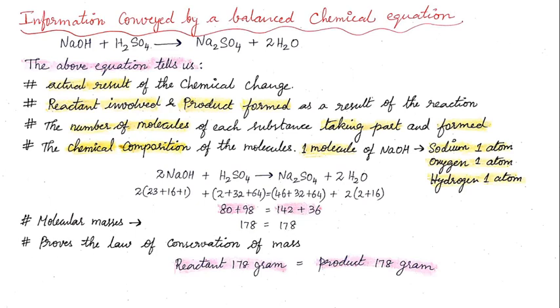So what is the law of conservation of mass which was studied previously? The total mass of reactants and products must be equal. Here the reactants are 178 grams and the products are 178 grams. So both come to an equal value. This can be seen after the equation is balanced. Once the equation is balanced, we can find that the reactants and products are equal. Got it? Next.